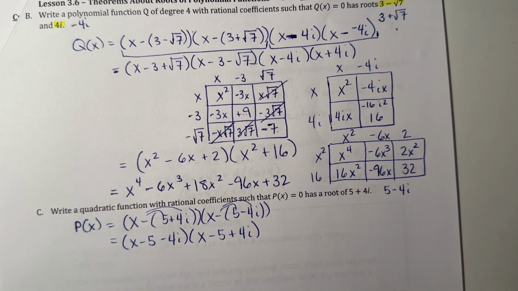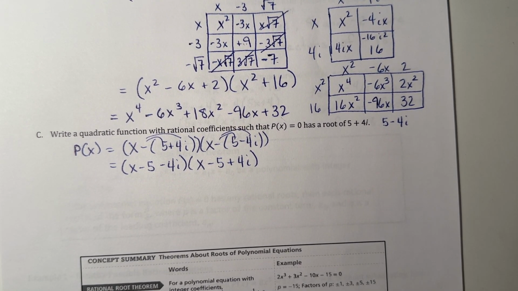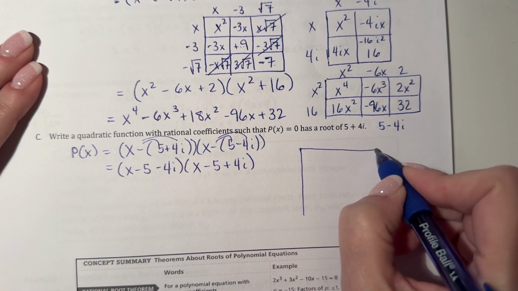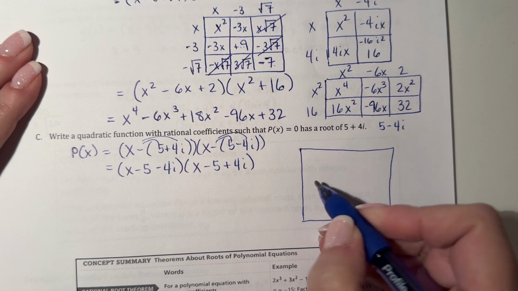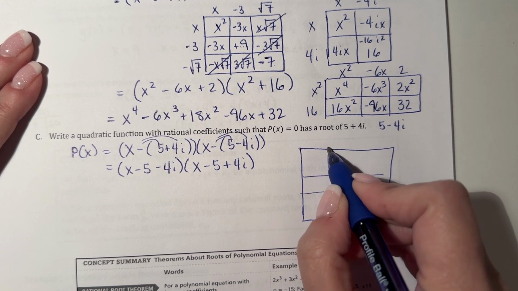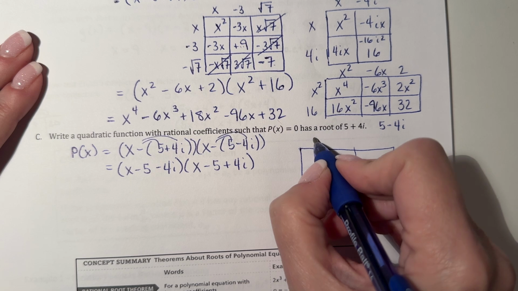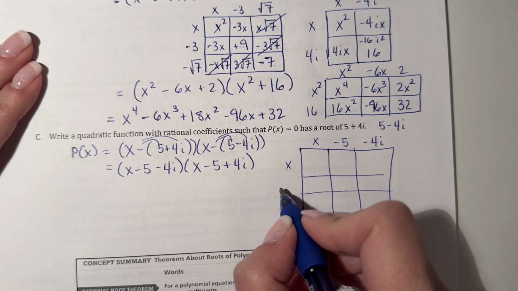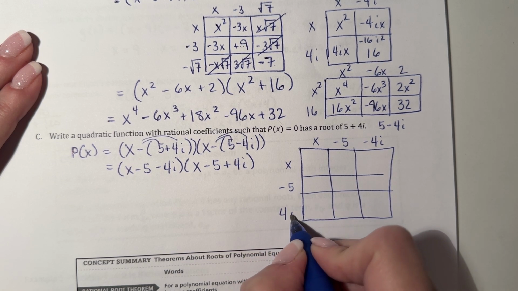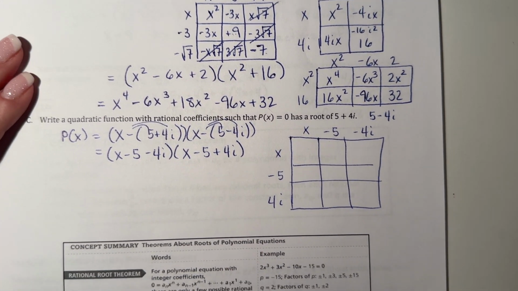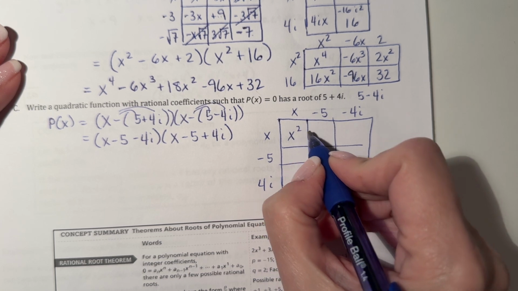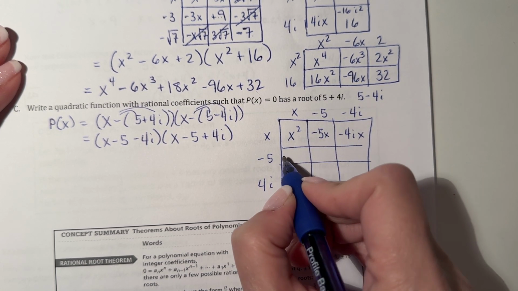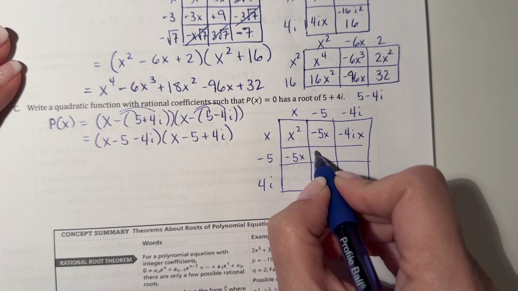Okay, now it's time for you to work this one out. Do the FOIL on it. Me personally, I'm going to go ahead and make the box. Some of you knew that was coming already. However you'd like to do it. I just like the box because it's very organized. Okay, so I've got x squared minus 5x minus 4ix minus 5x plus 25.